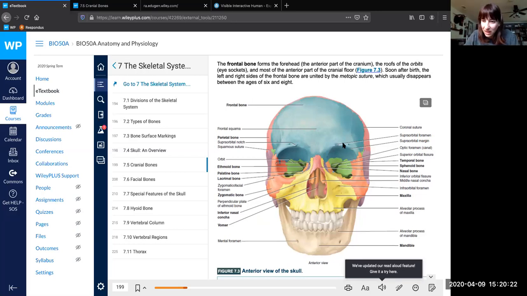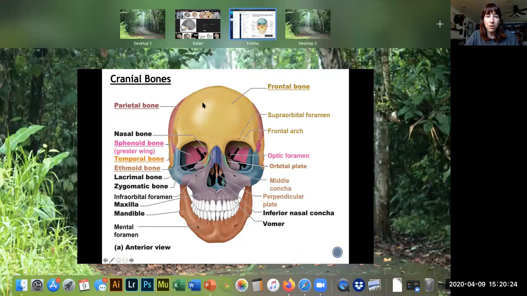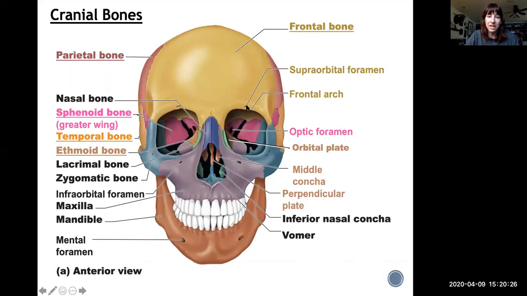The only other thing is the supraorbital foramen, which luckily is named the same thing in your text and in your lab. That is this little guy right here, which is going to supply nerves for you to be able to do stuff like this. Right? Super important. Good question. Yep, go for it.